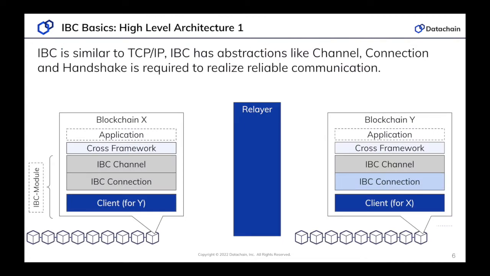This is a brief introduction to IBC before talking about the cross-framework. Roughly speaking, IBC is similar to TCP/IP. The application layer and the transport layer are separated. IBC has abstractions like channel and connection, and these are used for handshakes to realize reliable communication among chains.